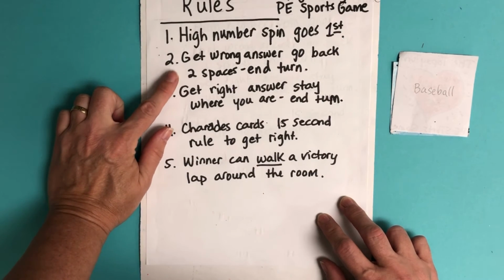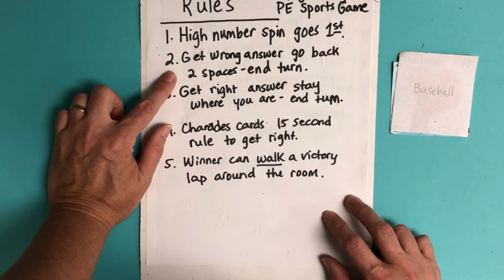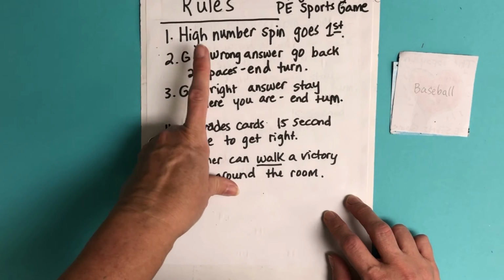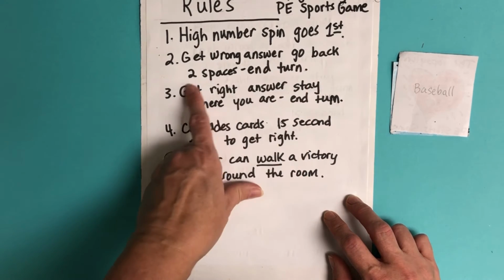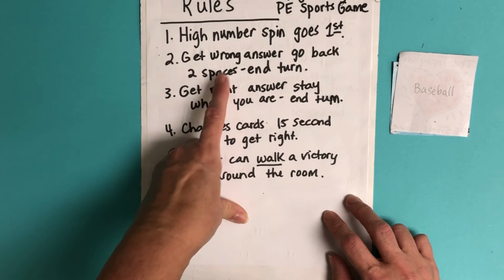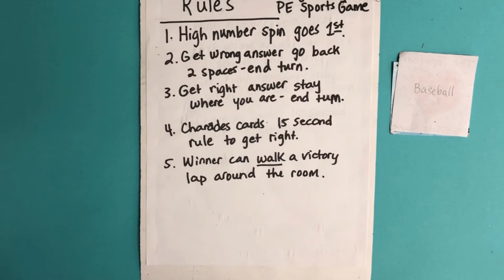How are you going to determine when somebody's turn ends? If you say if they get it correct, whatever trivia question or activity that they may do, then will they get to spin again? Theoretically, if that person gets them all correct, it could be just one person playing the game and wins. So I recommend that if I got a wrong answer or wasn't able to do the activity, go back 2 spaces and then end your turn. If you get the answer right, you get to stay where you're at and then end your turn.